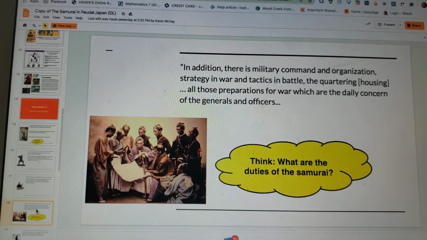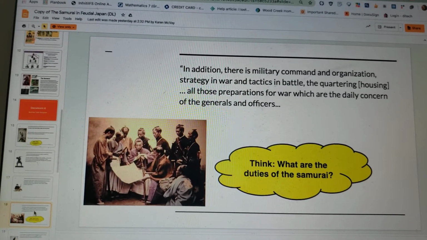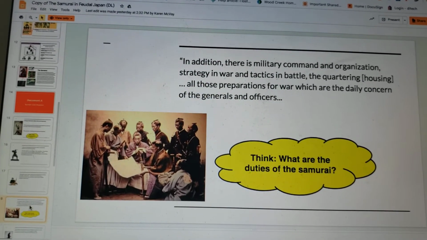Think for a second, what are the duties of the samurai? Take a good look at it again, pause the video for a moment and think well.